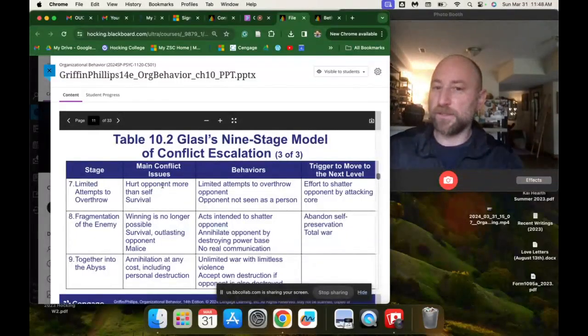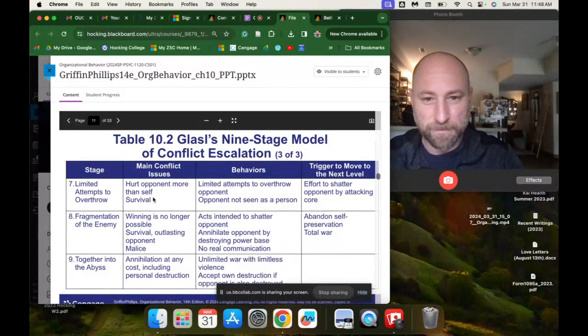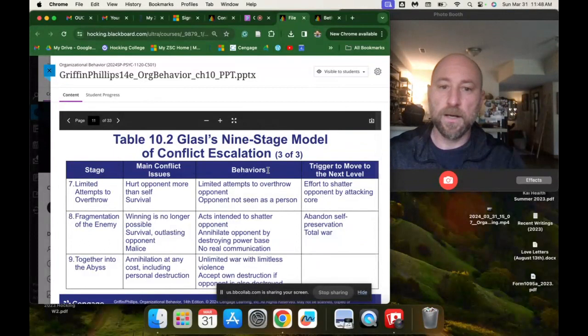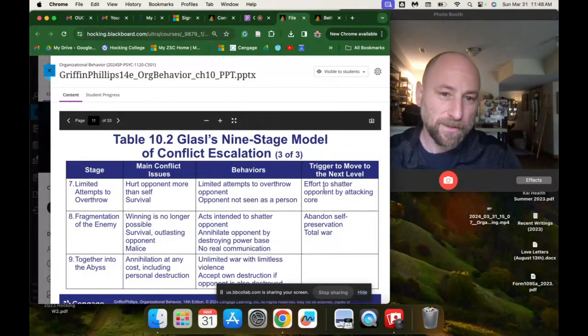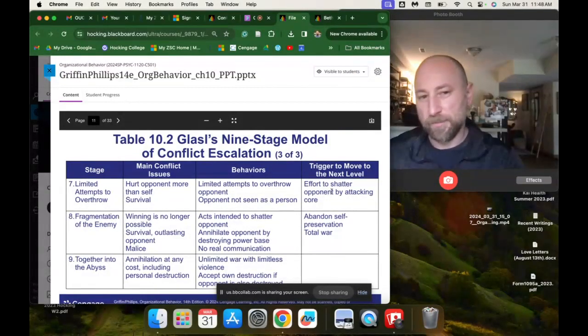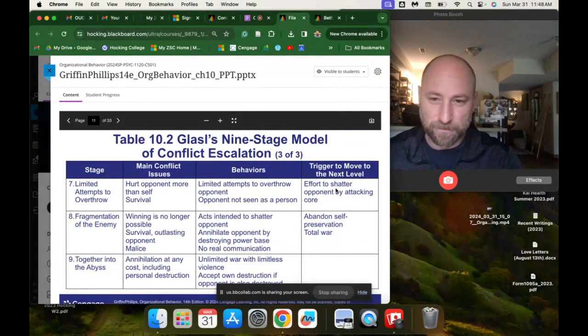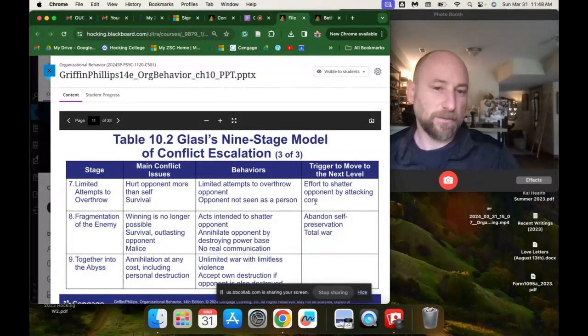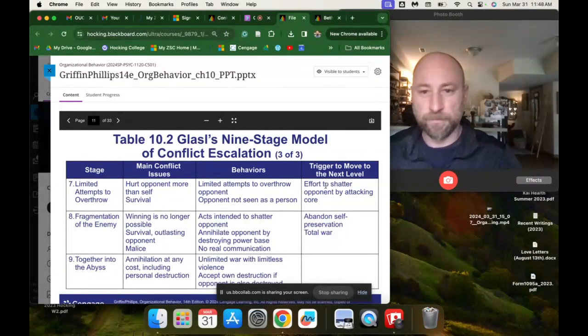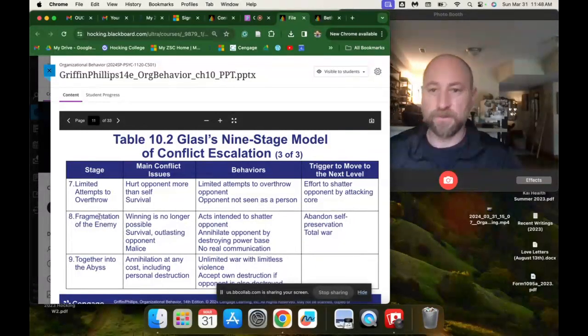Okay, limited attempts to overthrow, hurting opponent more than self, survival. These become some of the main issues. Behaviors would be attempts to overthrow the opponent in limited ways. Opponent not seen as a person. Trigger to the next move, effort to shatter opponent by attacking core. I mean, the language we can sort of abstract away from. Every conflict may not follow this exact thing to the letter, but we get a sense of how things can escalate, a general sense.